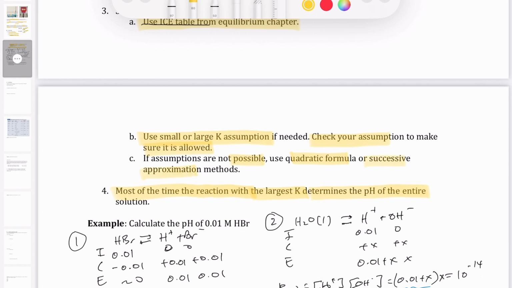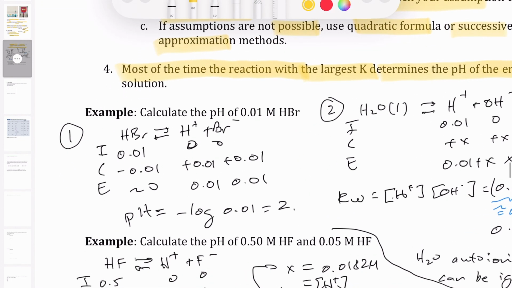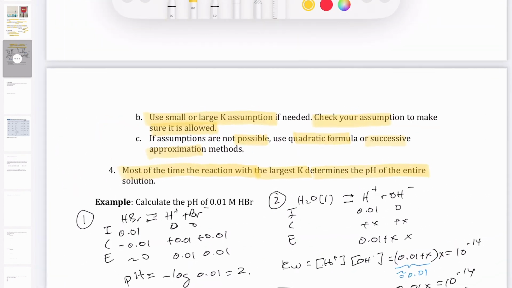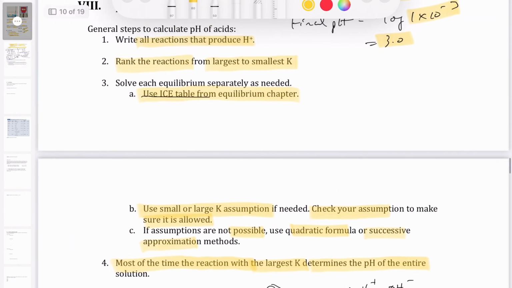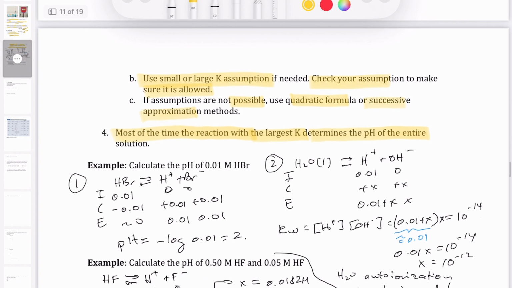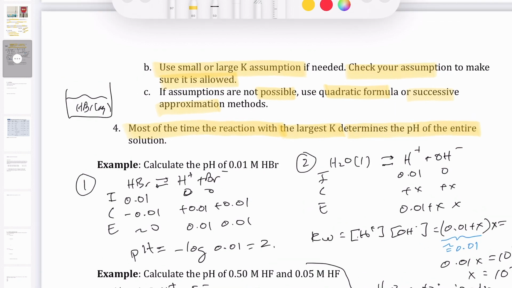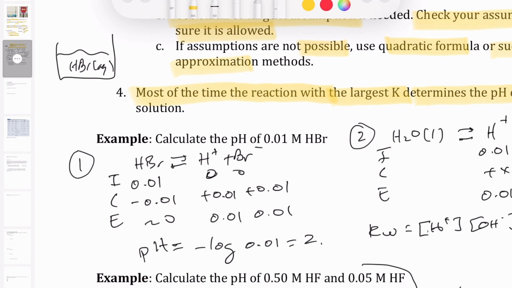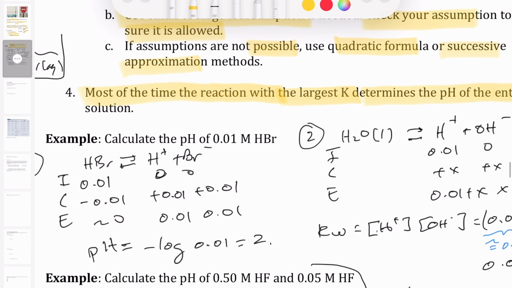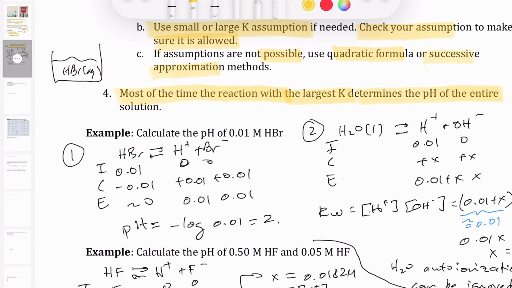So we're going to start with this example right here. It says calculate the pH of 0.01 molar HBr. Step one, I would write all the reactions that produce H plus in this solution. So if you think about a solution of just HBr, keep in mind that's HBr aqueous, so therefore there's two things in there. There's HBr and there's water. HBr is an acid, so it produces H plus. Water can act as an acid, it's amphoteric, so it will also produce H plus. So you see, I've written two reactions. One is the HBr reaction, the other one is the water autoionization reaction.